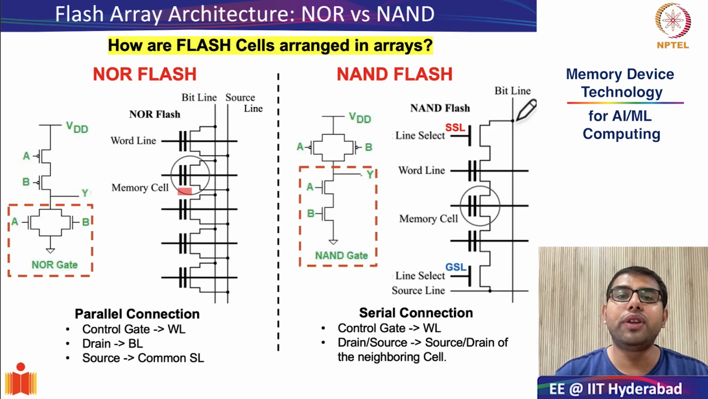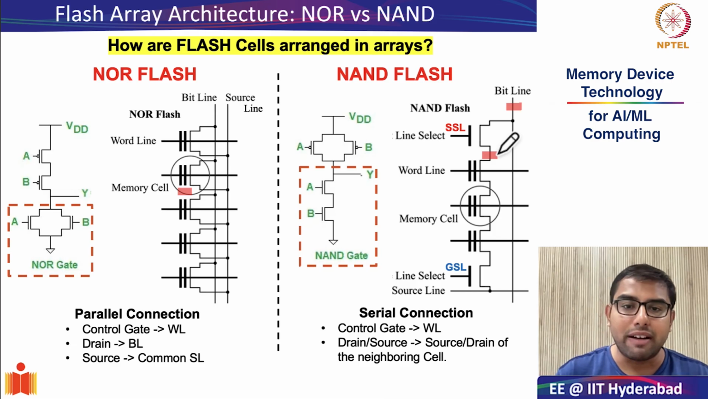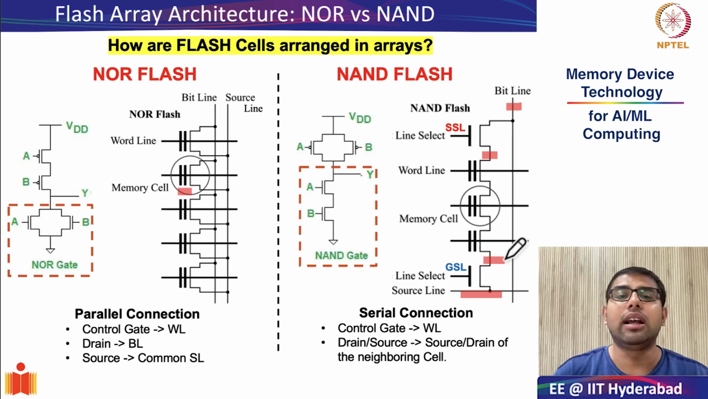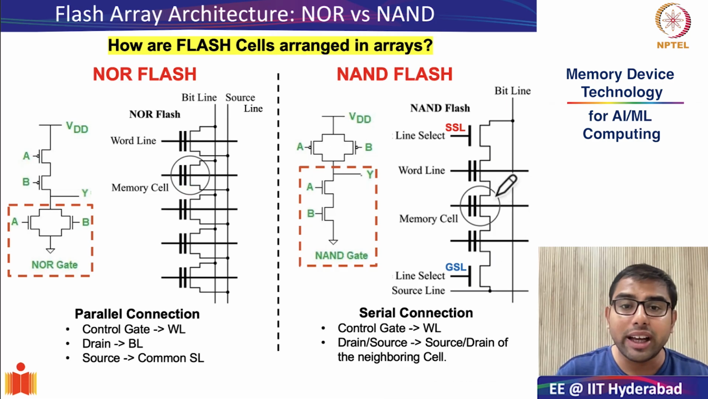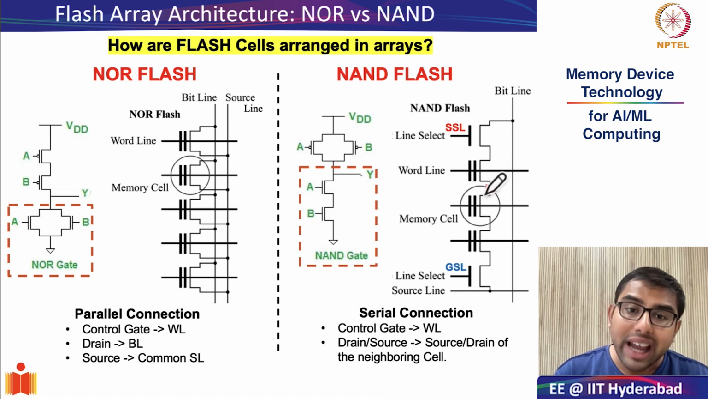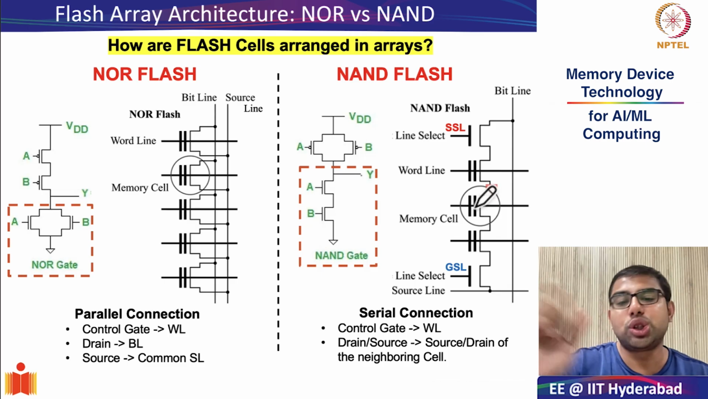Only one end of the bit line is connected to the drain of the first transistor in the string of NAND flash, whereas the source line is connected to the source of the last transistor in the entire string. So how are they interconnected with each other? As you can see from this diagram, the source of the first transistor is connected to the drain of the next transistor, and so on and so forth.